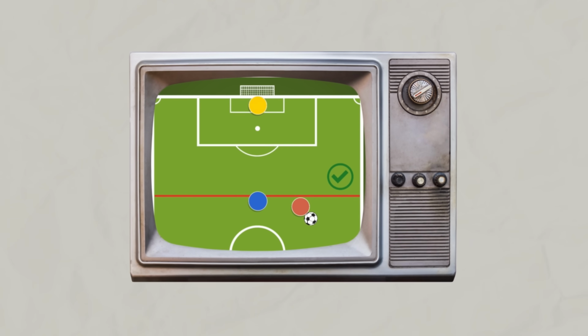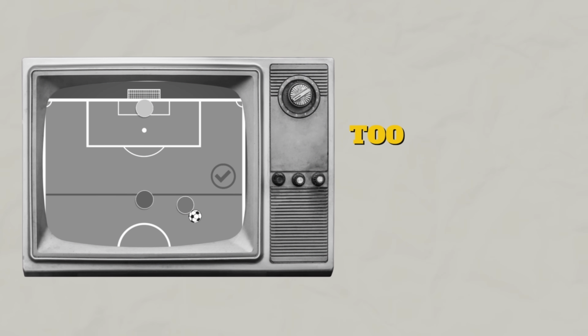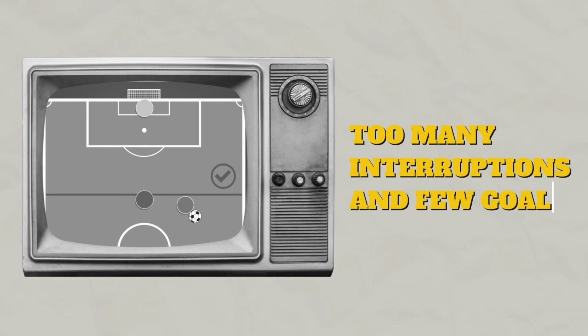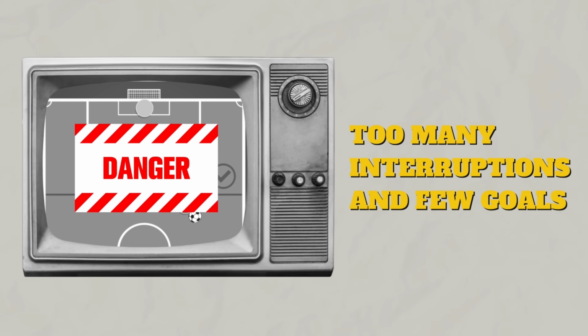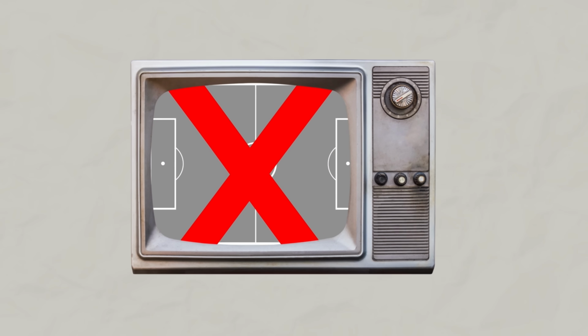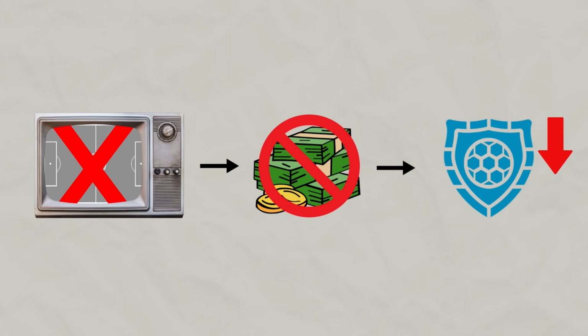For the fans, once again, the match was completely ruined. So many interruptions and few goals. Just like before 1925, football was in danger again. Because deep down, if something isn't entertaining, it doesn't sell. And if something doesn't sell, the club doesn't grow and the sport doesn't continue its development.